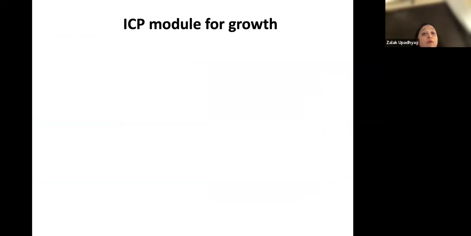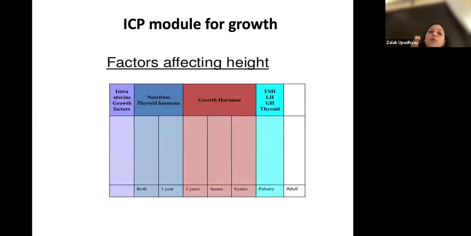So before we start discussing short stature or anything else, I just want to highlight this point: what is the ICP module for growth? That is the infant, child and puberty module. Remember, there are many intrauterine growth factors affecting the growth of the fetus, and also maternal nutrition and a lot of other things. But when the child is born, for the first 2 years, the major role is played by nutrition and thyroid hormones. After 2 years of age comes the role of growth hormone. But remember, thyroid has to be normal.